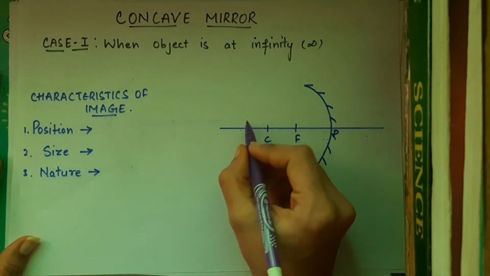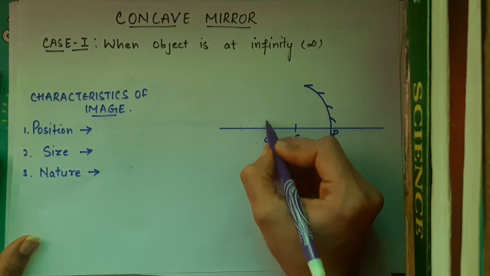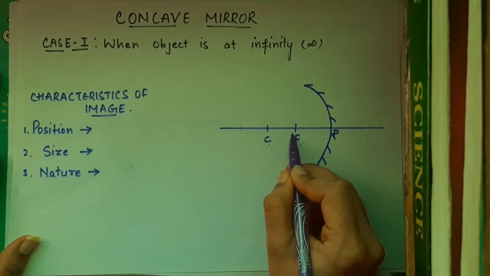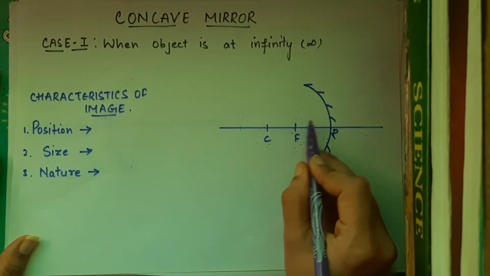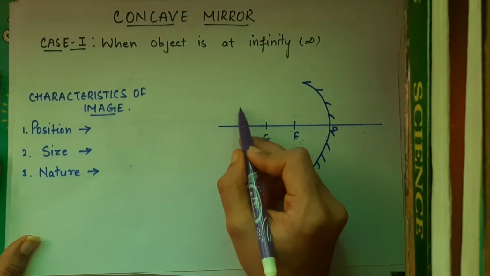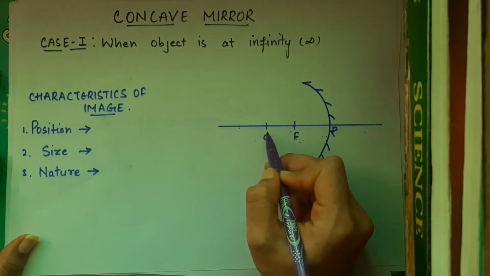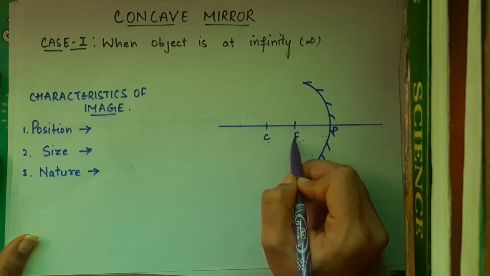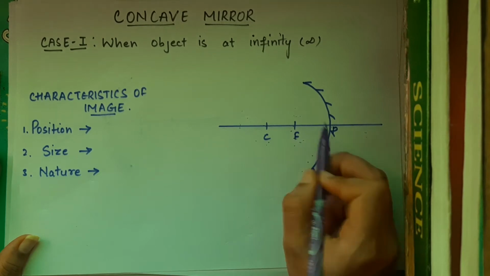So you can clearly see that I can place an object anywhere here. This can be one case. I can place the object at C. I can place the object between C and F. I can place the object at F, and then I can place the object anywhere between F and P. So that makes 5 cases. First case, when the object is beyond C, at any place beyond C. Second case, when the object is at C. Third case, when the object is between C and F. Case number 4, when the object is at F. And case number 5, when the object is between F and P.